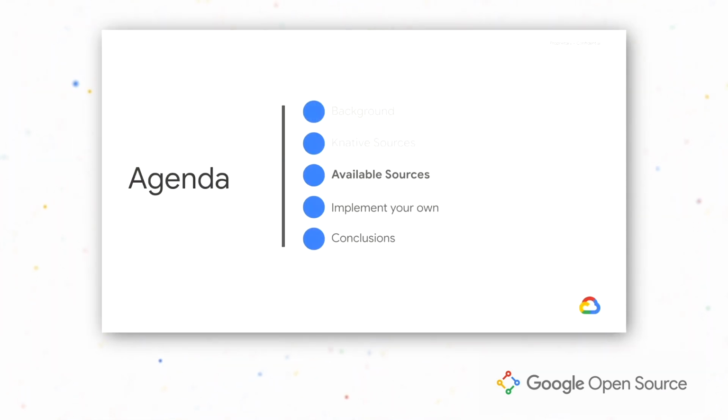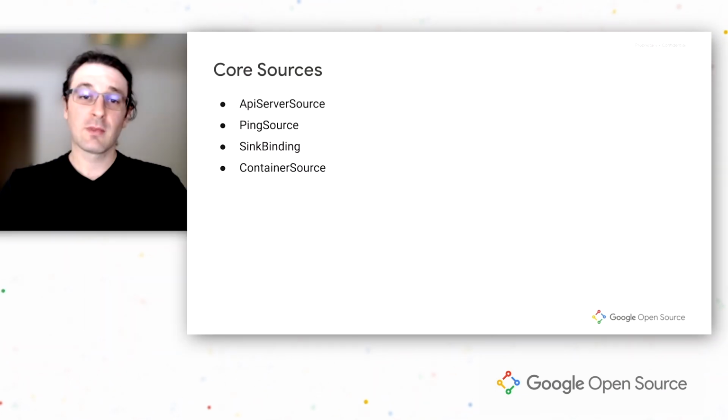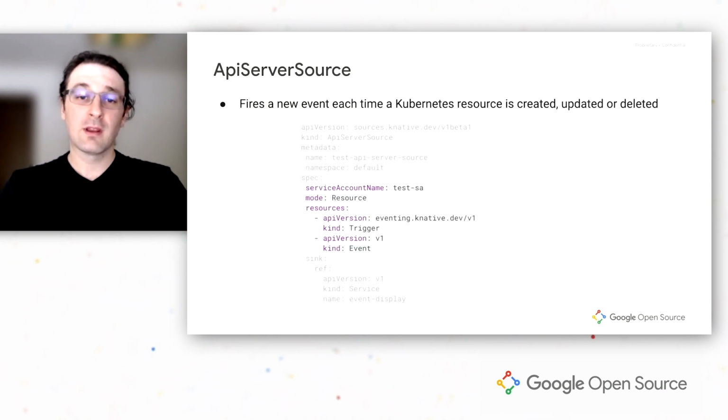Now that we've talked a bit about what a source is, let's see what sources are already available. Core sources are the ones that are maintained by the Knative Eventing project itself. We have 4 of them. API Server Source is a source for Kubernetes events, a resource within the Kubernetes cluster that represents the creation, update, or deletion of a resource within the cluster.